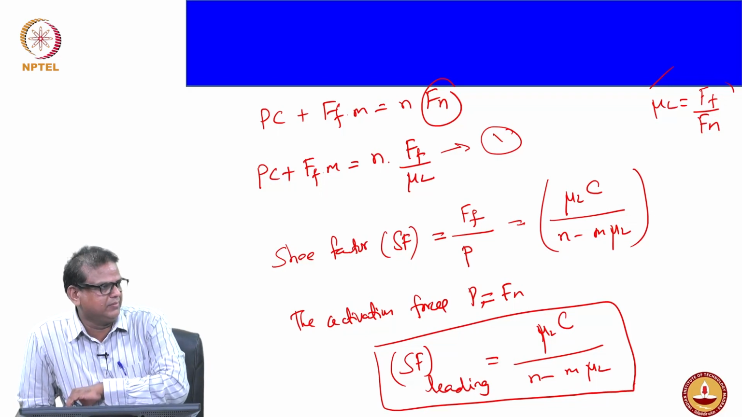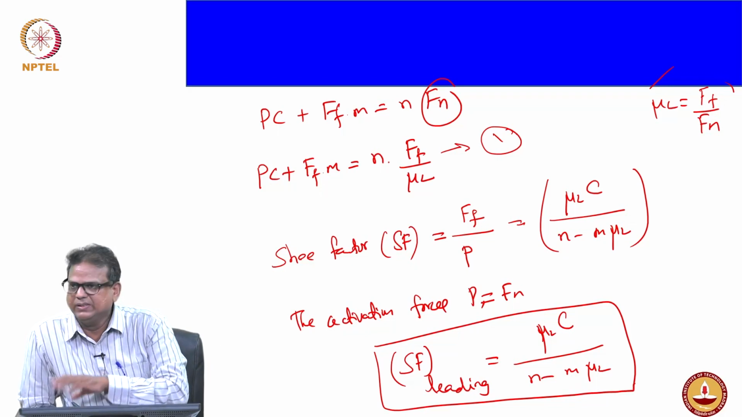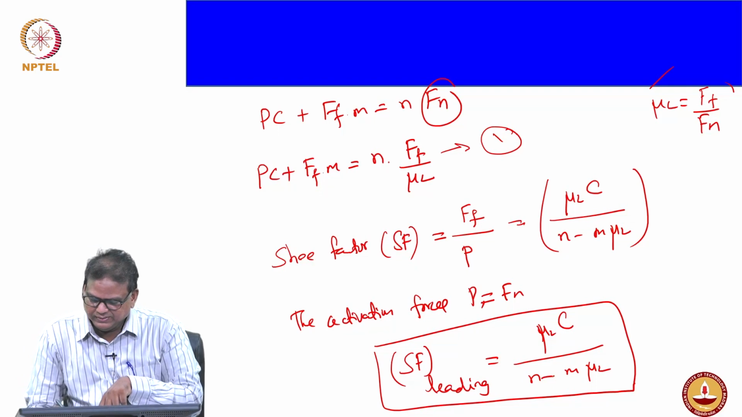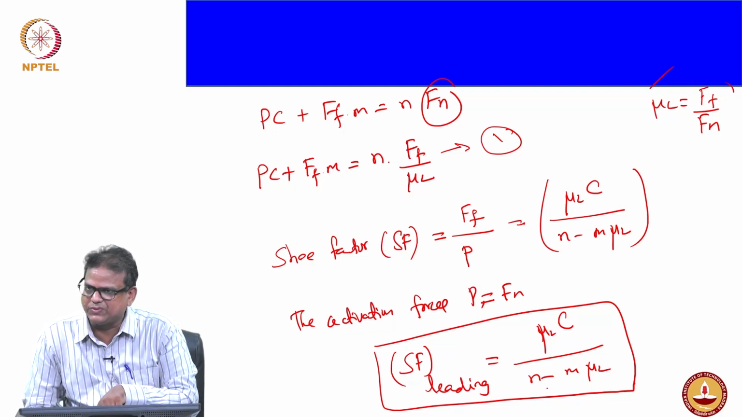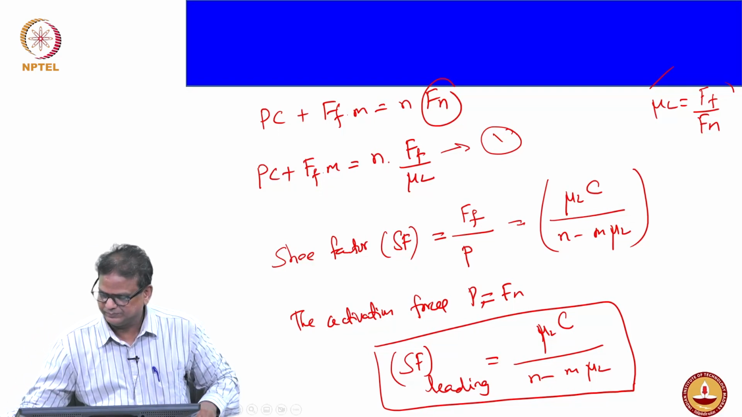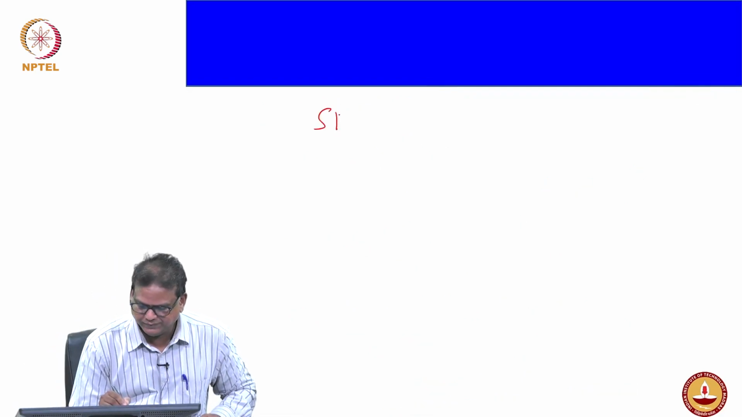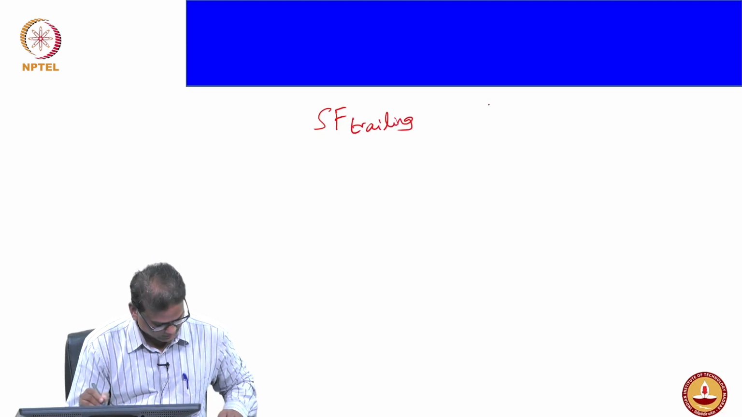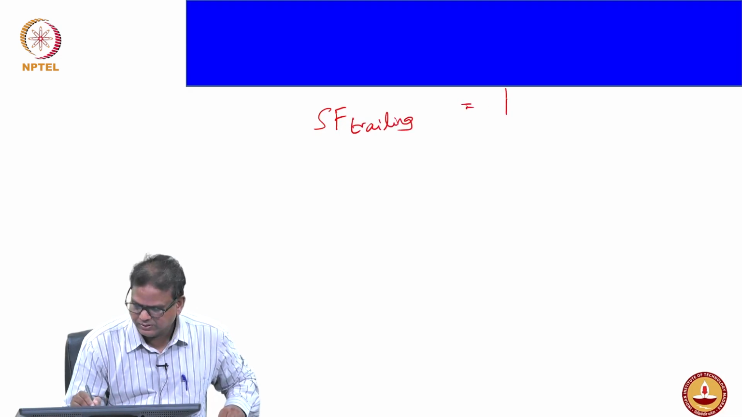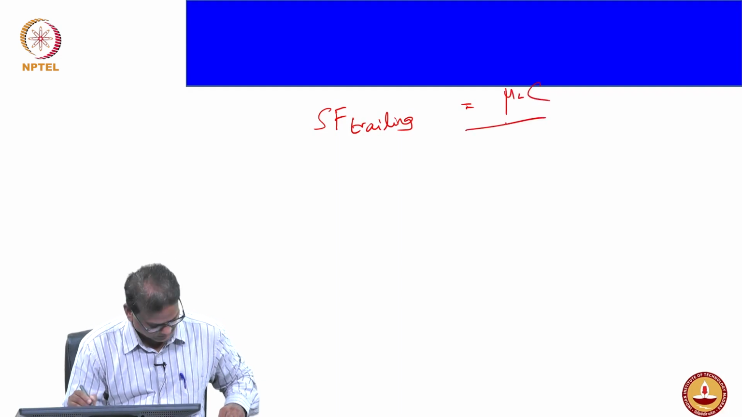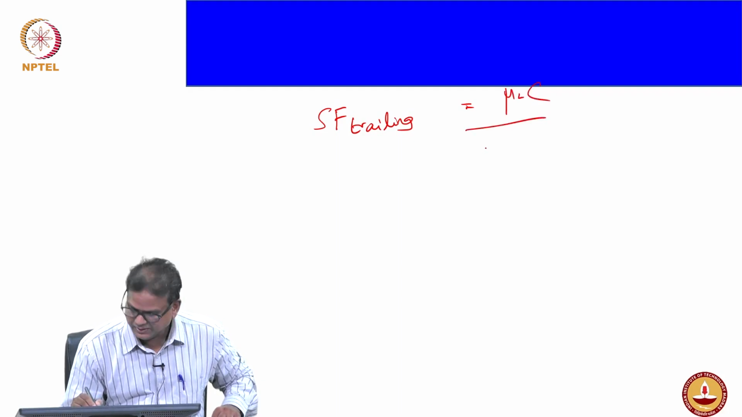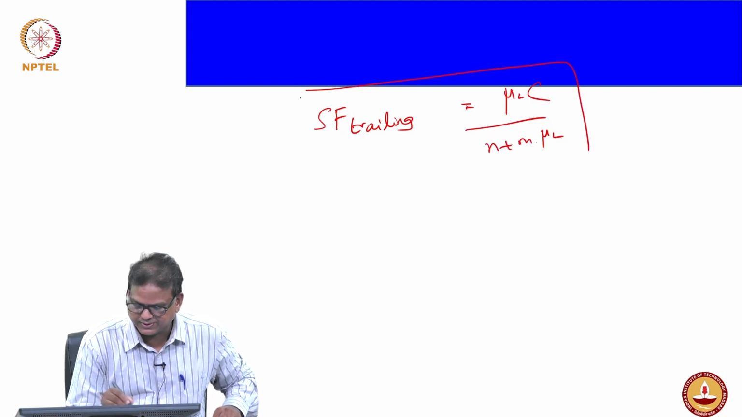My question is, what happens for trailing? What do you expect for trailing? The same term will be there, but instead of minus, it will be positive. So SF trailing, we will see, is mu L C by n plus m into mu L. This is what we would expect for the trailing.